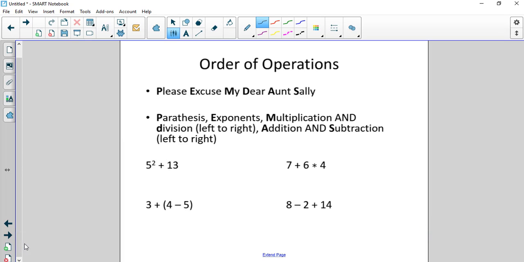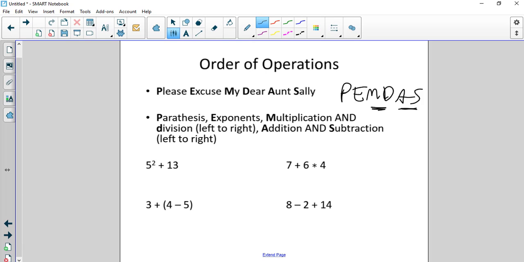On to the order of operations. Please excuse my dear Aunt Sally. Hopefully you remember PEMDAS. P-E-M-D-A-S. Now remember, these two go together and these two go together. Multiplication and division have equal power. Addition and subtraction have equal power.